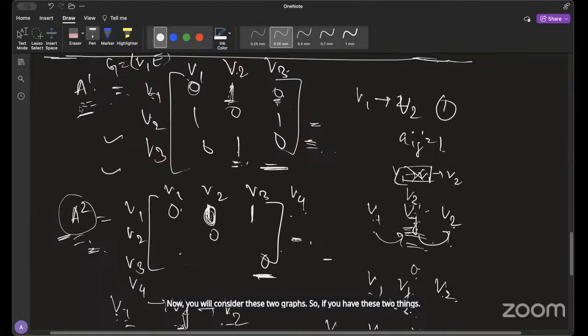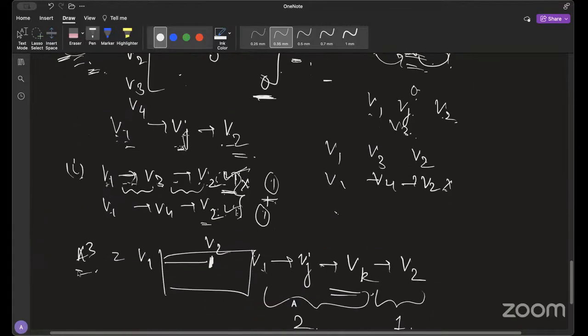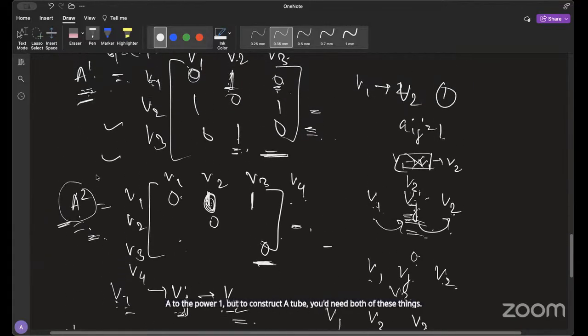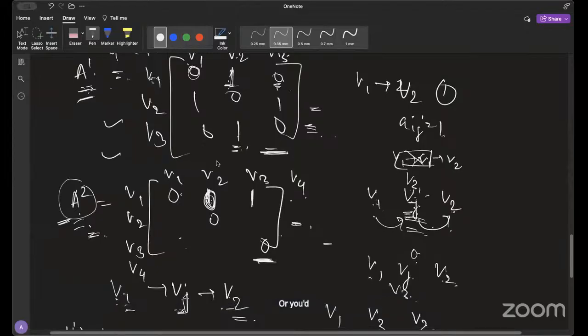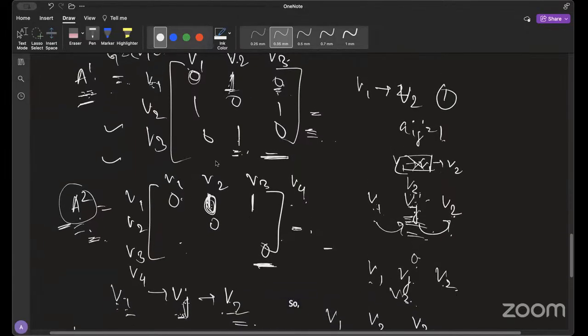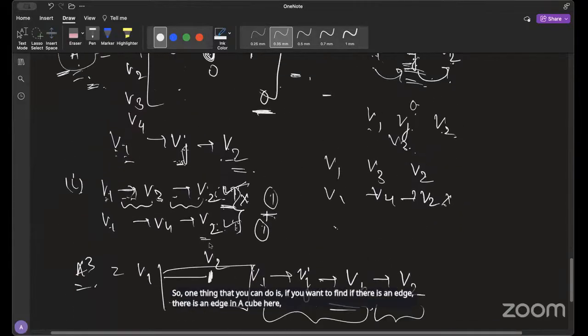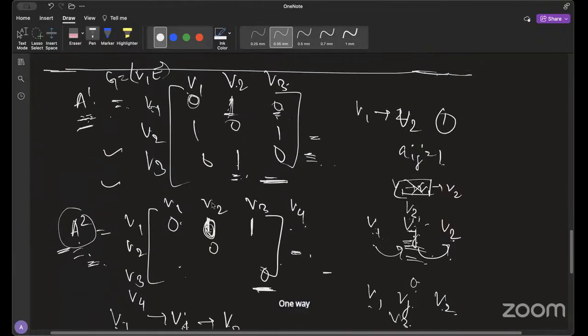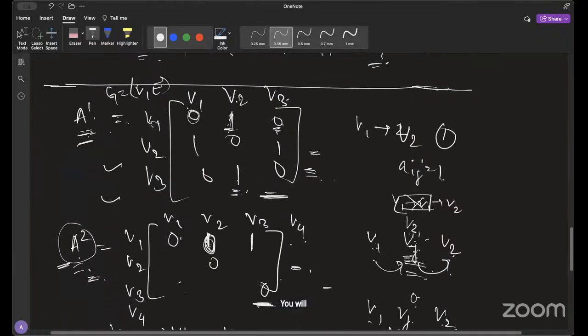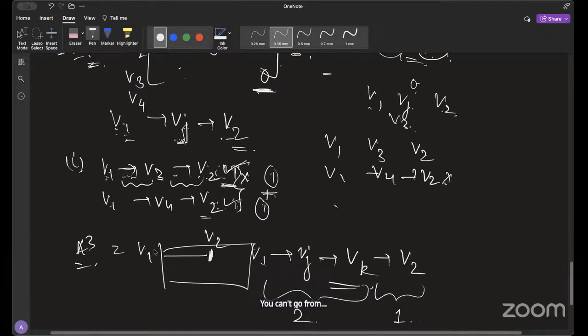Firstly, you were just considering this thing. To construct a square, you just need A to the power 1. But to construct a cube, you need both of these things, or you need A1 repeated 3 times. So if you want to find if there is an edge in A cube from v1 to v2, one way to do it is you look at one edge, there's one, and then you look at v2 to v1, there's one, and then you look at v1 to v3, but there's nothing there. Wait, we were looking for v1 to v2, right?